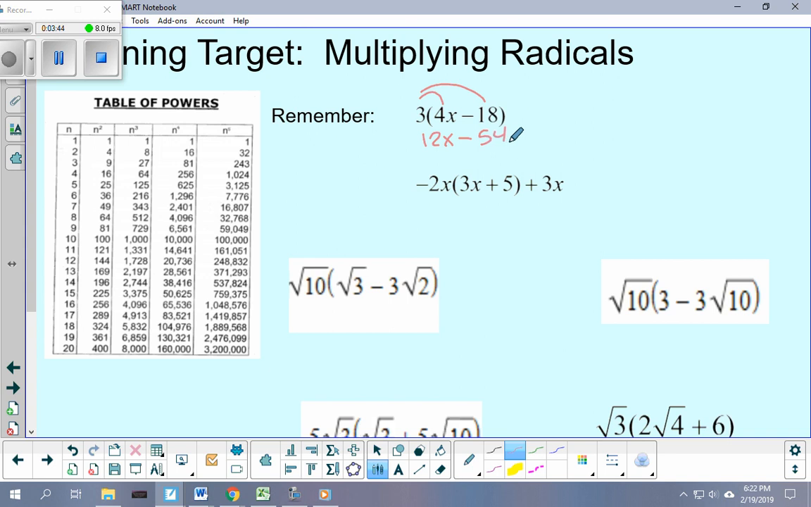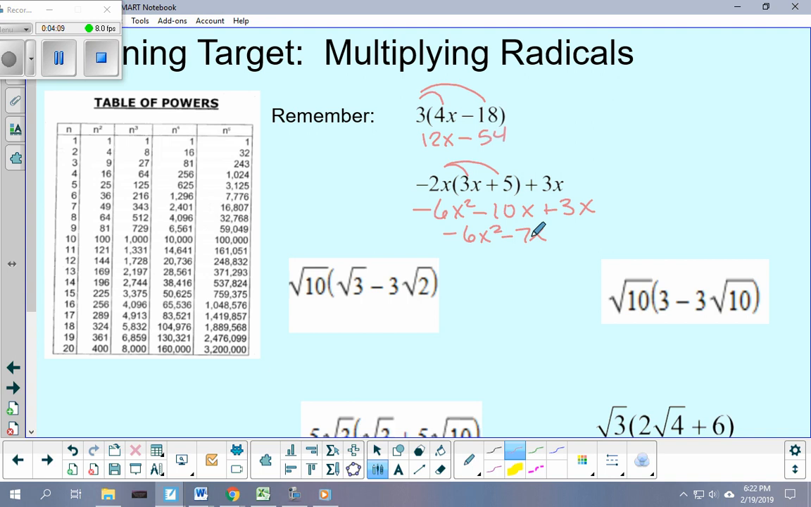And sometimes we will have it inside an expression here where we have to distribute, and then we have to continue by combining like terms. So here we would have negative 6x squared minus 10x plus 3x. And at that point, we combine like terms. So that is our final answer.